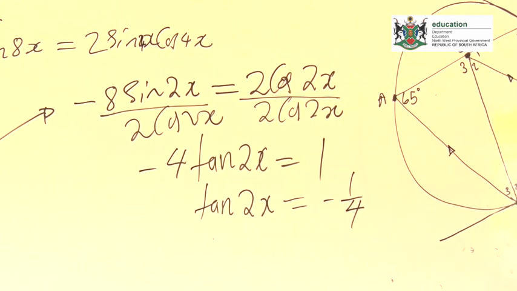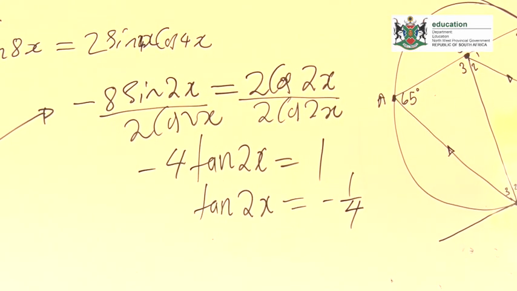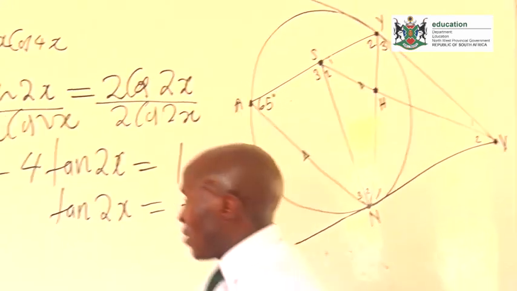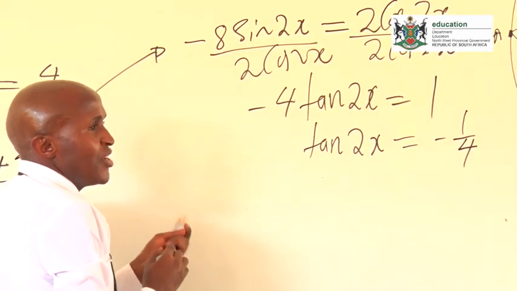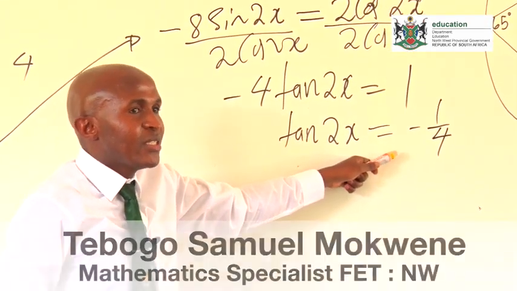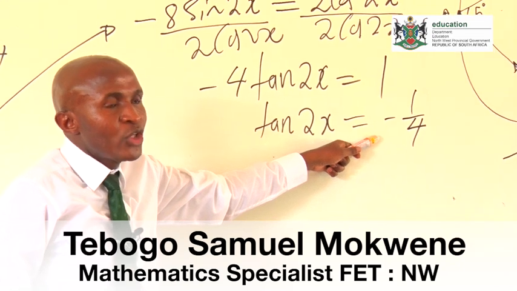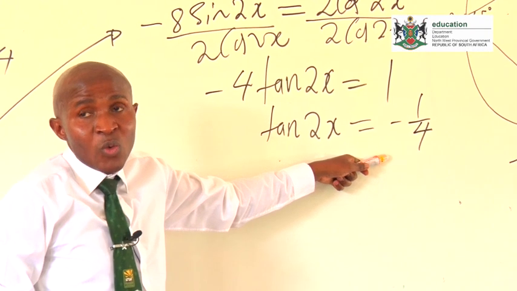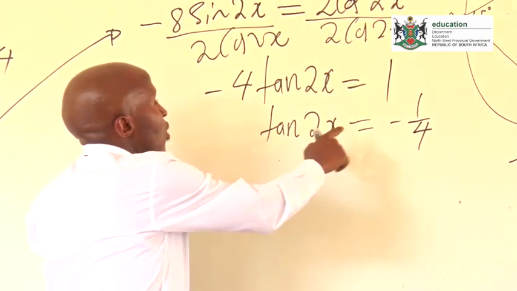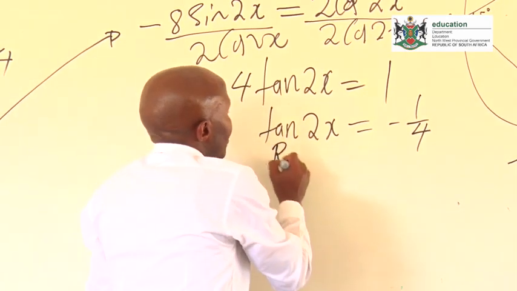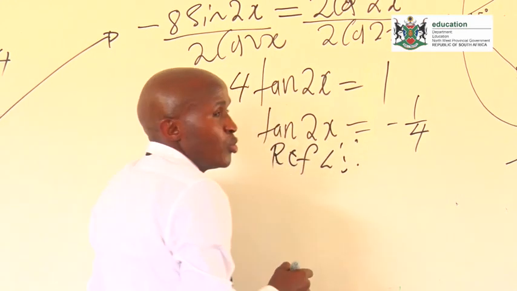Are we done? No. Remember, we did the general solution for cos. Now we are doing another one. All trig ratios have general solutions. What must I do here? What does the negative say to us? The negative only specifies the quadrant, where tan is negative. So when we find the reference angle, we may not substitute the negative.